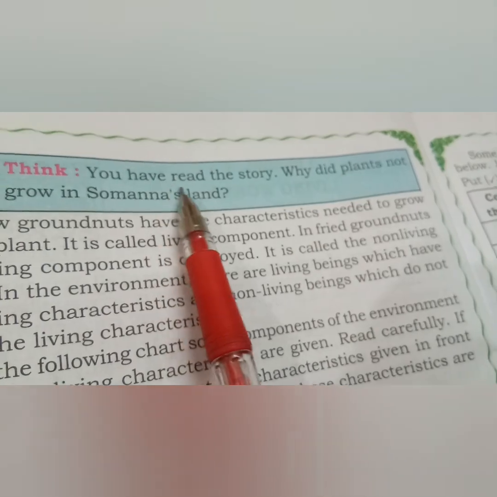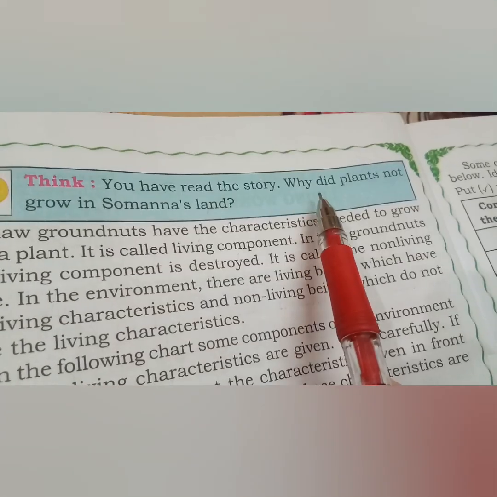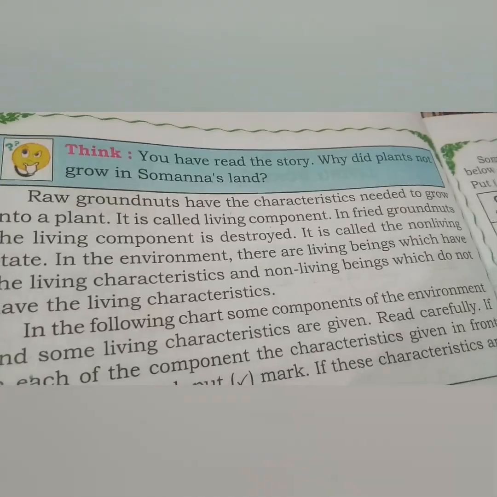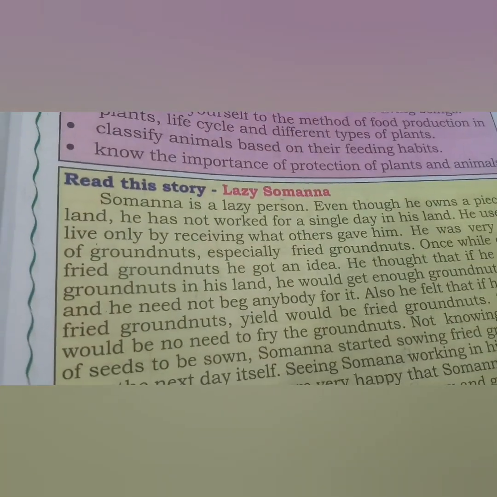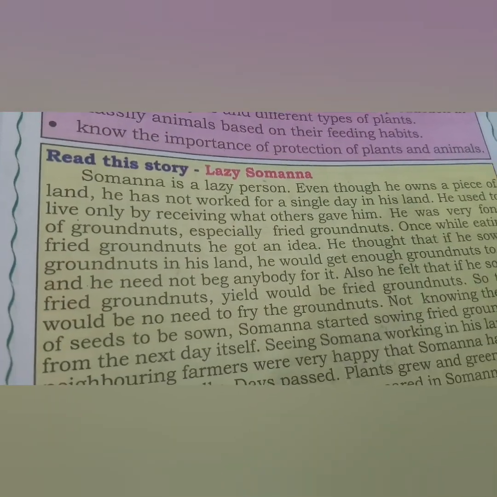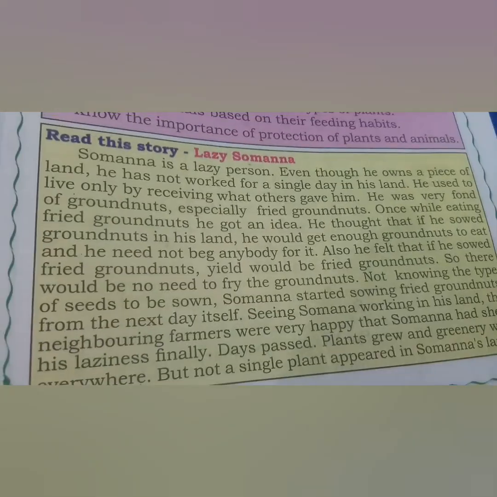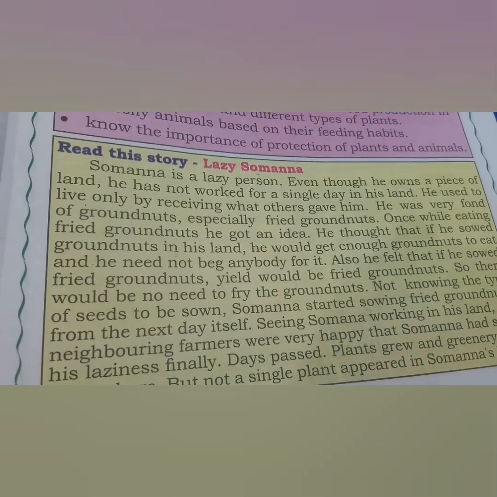Think, you have read the story. Why did plants not grow in Somanna's land? See children, lazy Somanna has put fried groundnuts. That is the reason plants are not appearing.